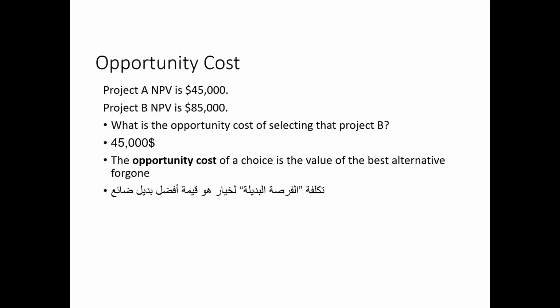So opportunity cost of a choice is the value of the best alternative foregone. So we have 45,000 plus if we compare with project A. So that's why project B is important. It's an opportunity cost for us.